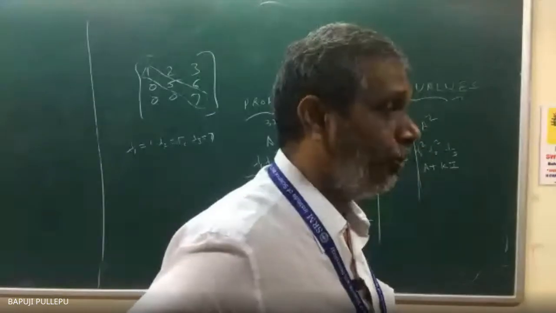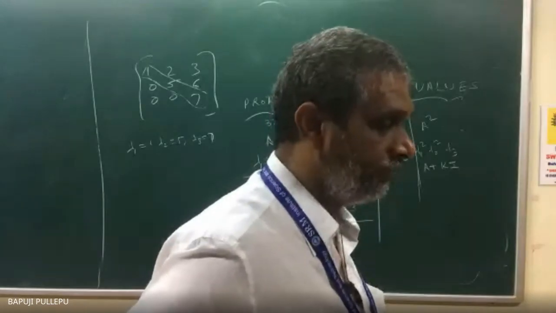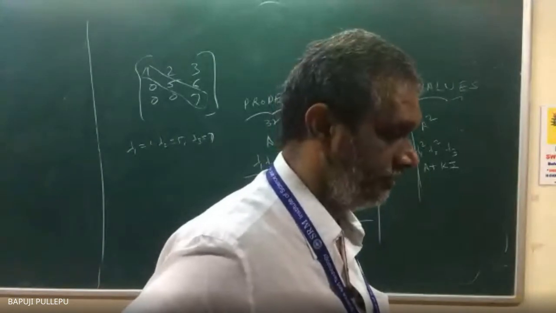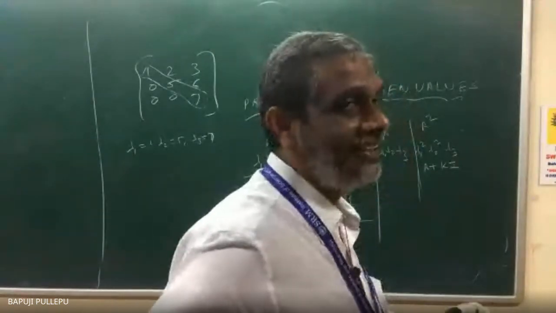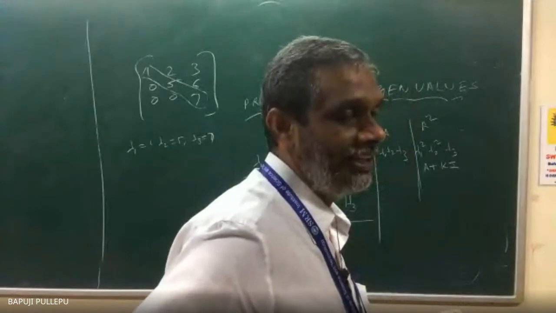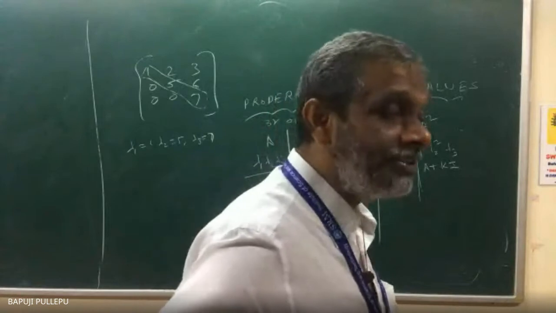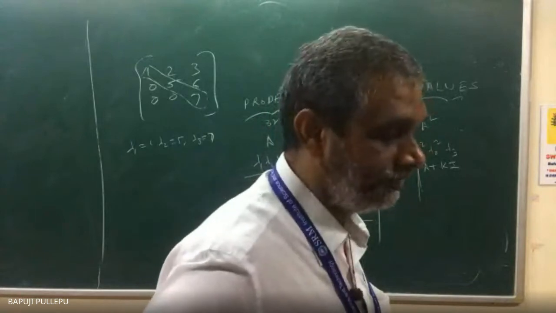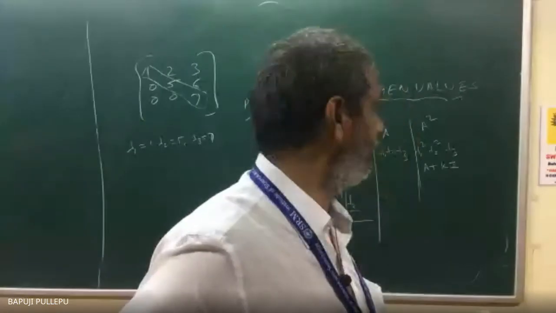Lambda plus k. Don't say I, that is a number here; this is a matrix. I is the matrix with 1 0 0, 0 1 0, 0 0 1. We cannot add a number to a matrix. But how will the eigenvalues appear? So lambda plus k. Very good.